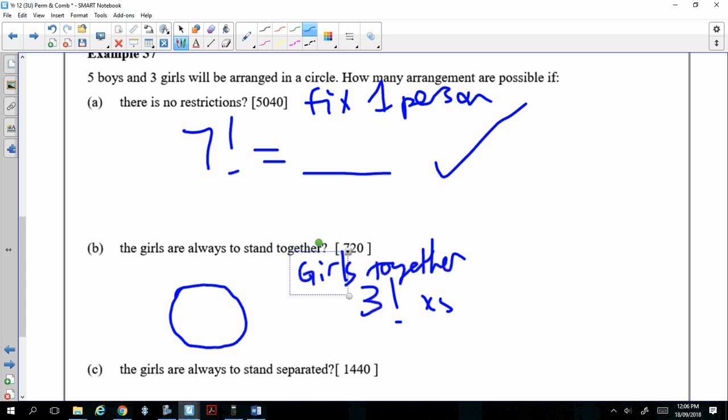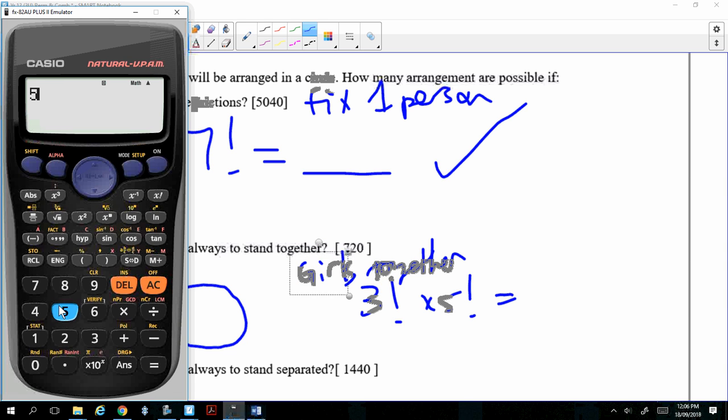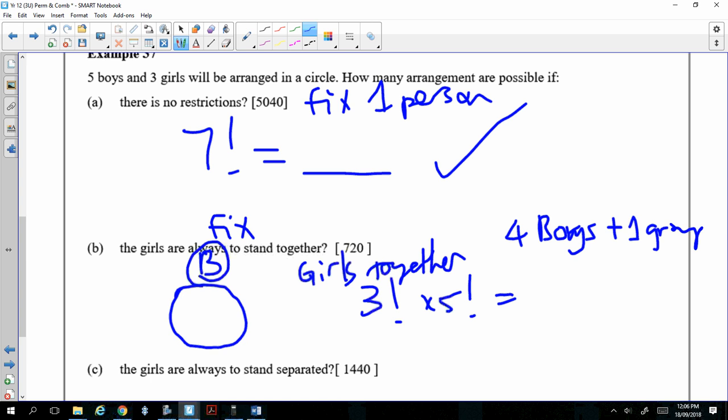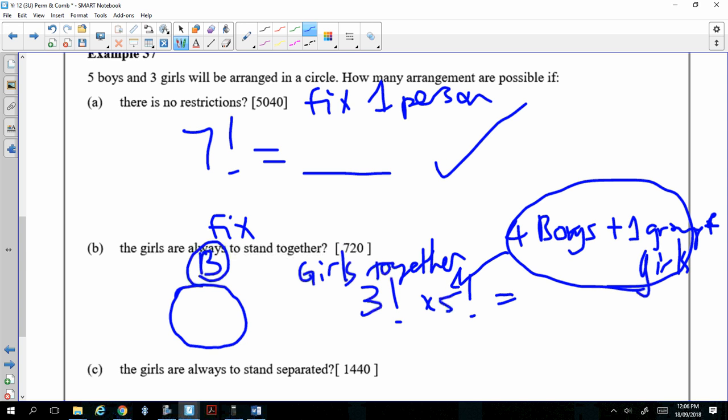All right. Did it work? Let me see. 5 factorial. May work. Okay. But I think you have to fix someone. You have to fix a boy. That's fixed. So you only got 4 boys plus one group of girls. And that contributes to 5 factorial because there's 5 objects you have to rearrange. And within the group, there's 3 factorial. So you get 720. So you're going to fix the boy. Okay, usually you fix someone without the restrictions.